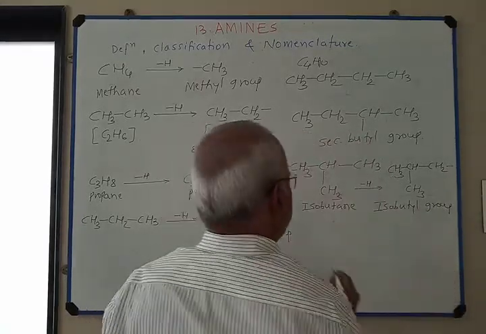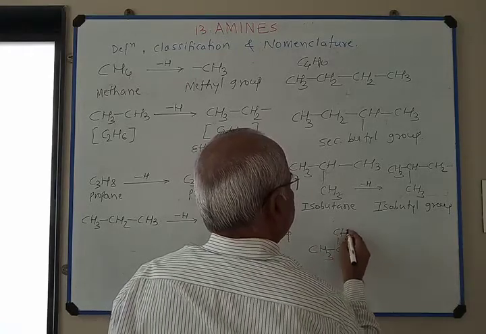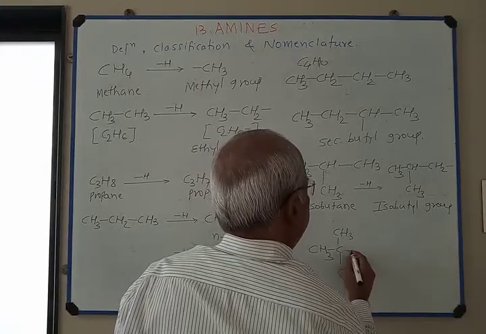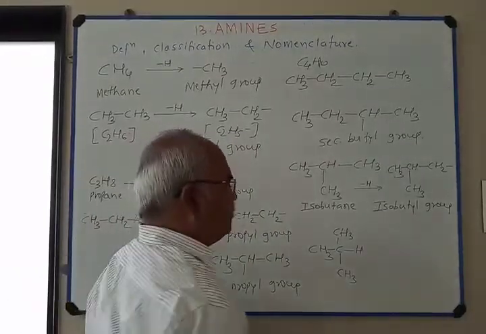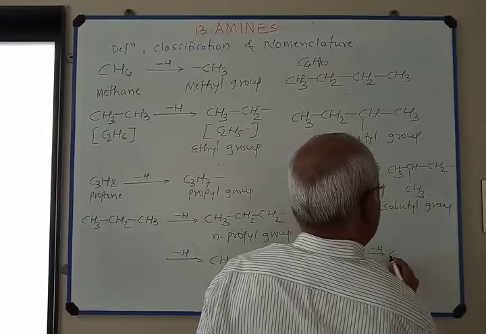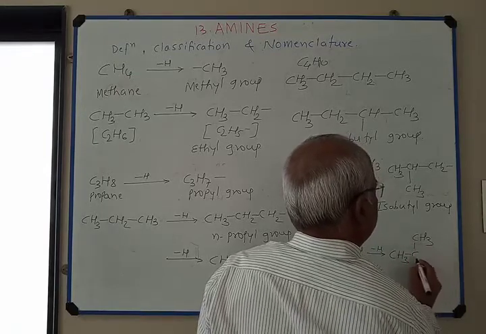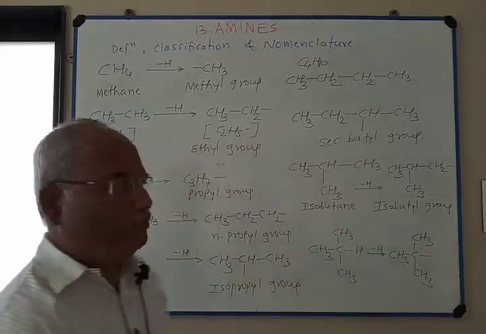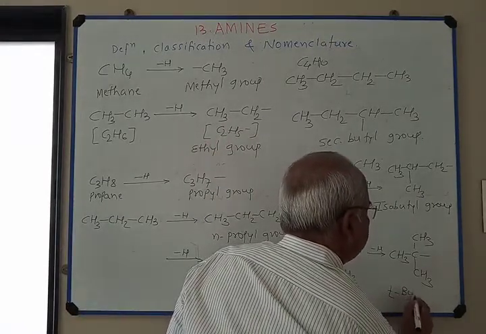One more example, CH3, single bond C, CH3, single bond CH3 and H. This is also isobutane. From this isobutane, I remove one hydrogen, CH3, single bond C, CH3, CH3, single bond. This hydrogen is removed. This group is called tertiary butyl group.